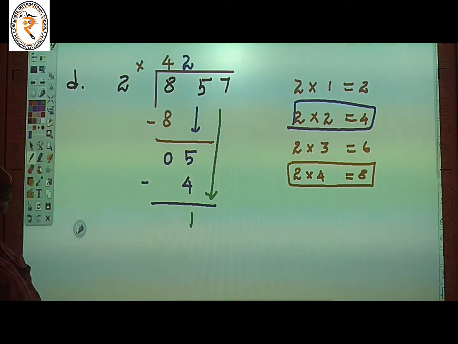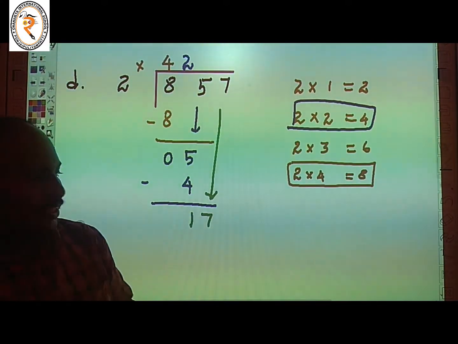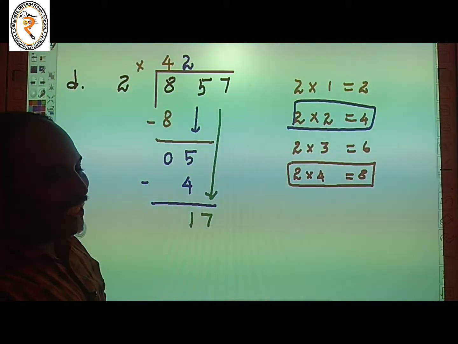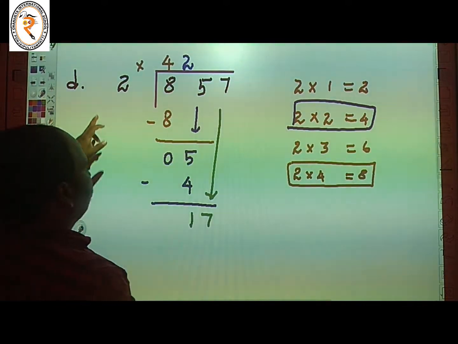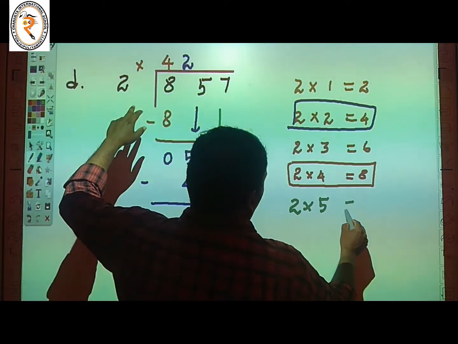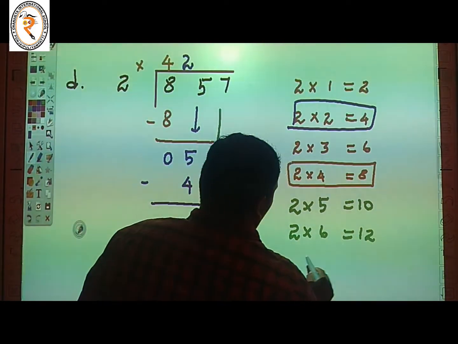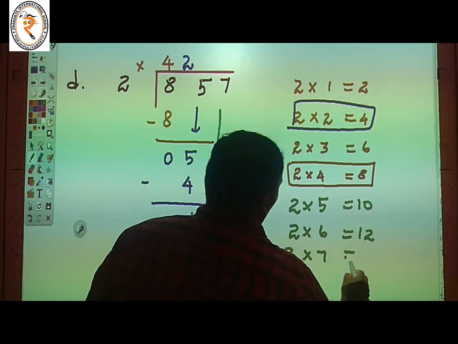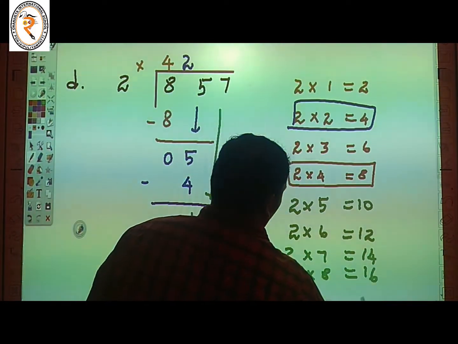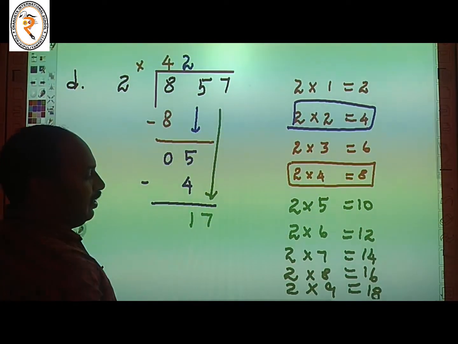1 is not divisible by 2. So bring down the number 7. 17 is the new dividend. 17 divided by 2 is not exactly divisible, so we go to the 2 table. 2 4s are 8. 2 5s are 10. 2 6s are 12. 2 7s are 14. 2 8s are 16. 2 9s are 18. But we have 17 only.